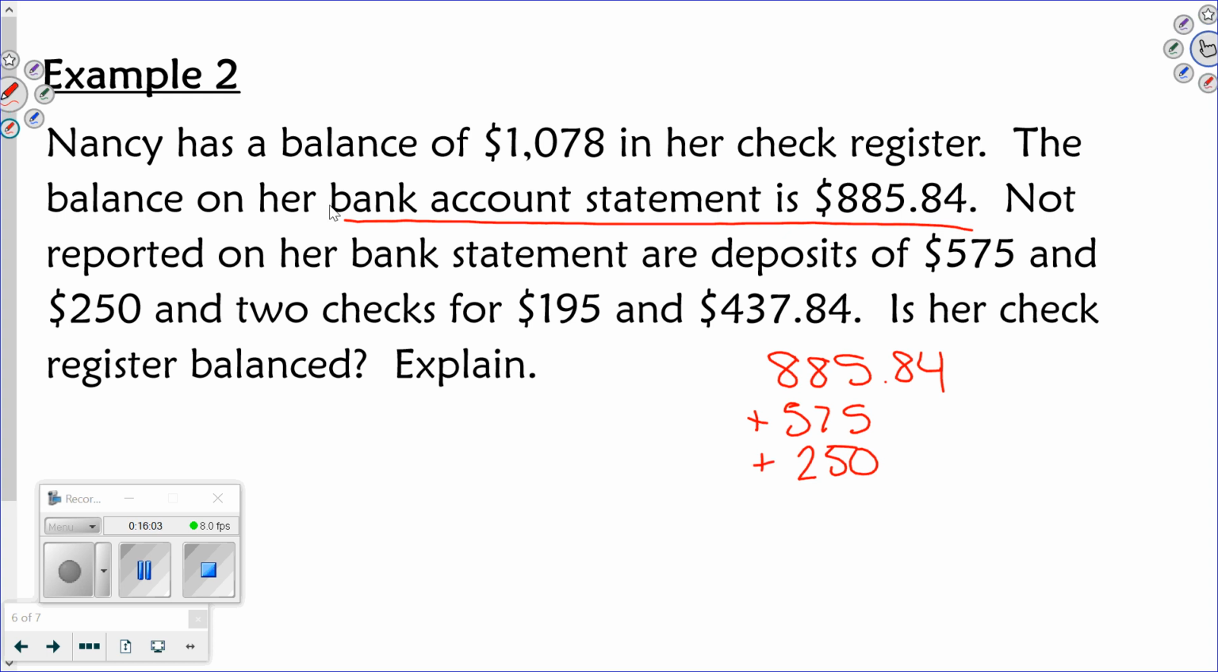Okay, I'm just writing it out piece by piece. And then the two checks, what do we do with those? Subtract those. Minus $195 minus $437.84. And then what should we get if it's balanced? The same as what? Yeah, we should get 1,078 if it worked. So we're going to add the 575, add the 250, minus the 195, minus 437.84. And I get 1,078. So did it balance? Yes.